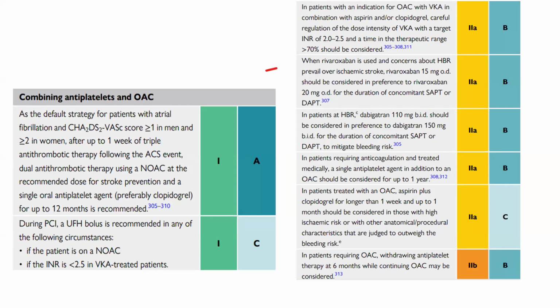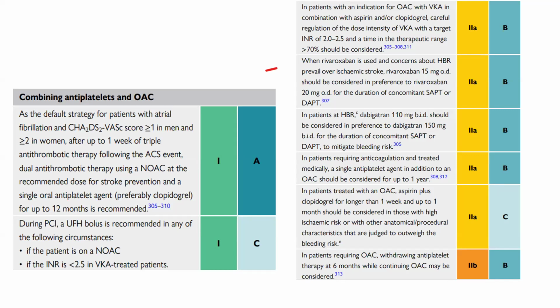In patients requiring anticoagulation treated medically, a single antiplatelet agent, in addition to the oral anticoagulant, should be considered for up to a year. In patients treated with an oral anticoagulant, aspirin plus clopidogrel for longer than 1 week up to 1 month should be considered in those with high ischemic risk or with other anatomical or procedural criteria that are judged to outweigh bleeding risk.